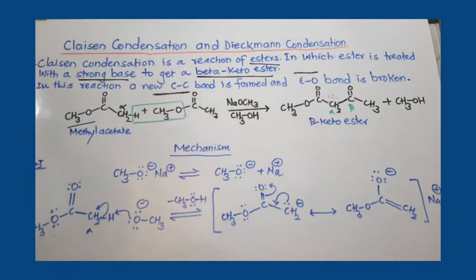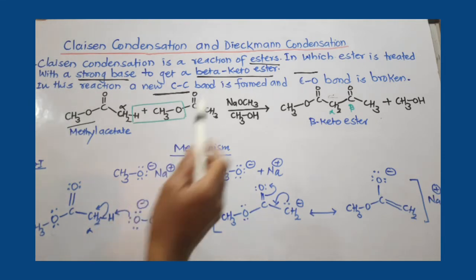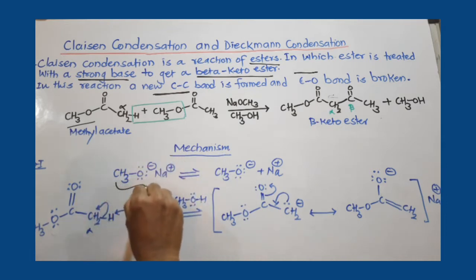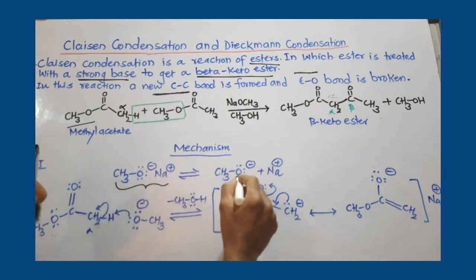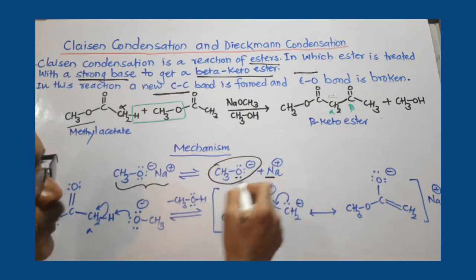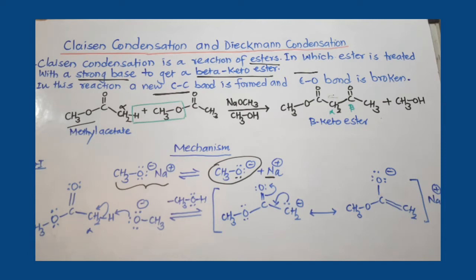Now we are going to the somewhat complicated part of this reaction, the mechanism. Which base are we using? We are using sodium methoxide. This sodium methoxide undergoes ionization like this. This is a methoxide ion, which is a base, and this is a sodium ion. Now this base is in action. We take the first molecule of our ester and remove an alpha hydrogen. That is abstracted by this base. It is just an acid-base reaction.